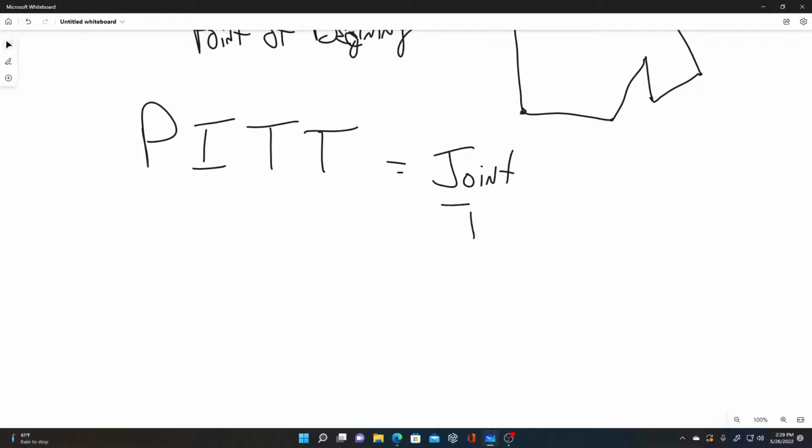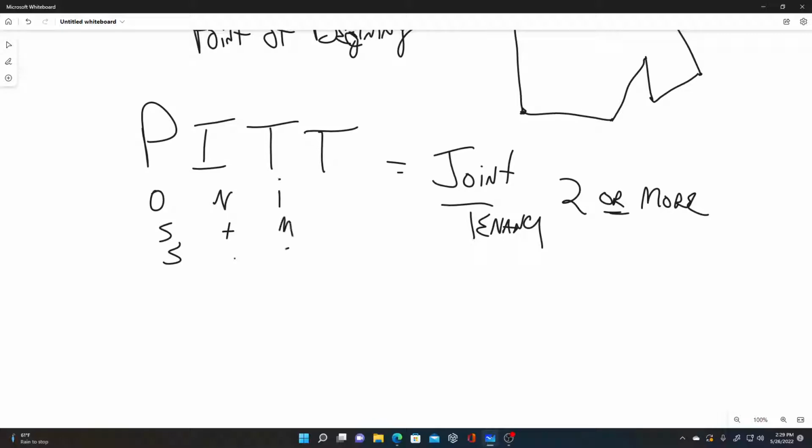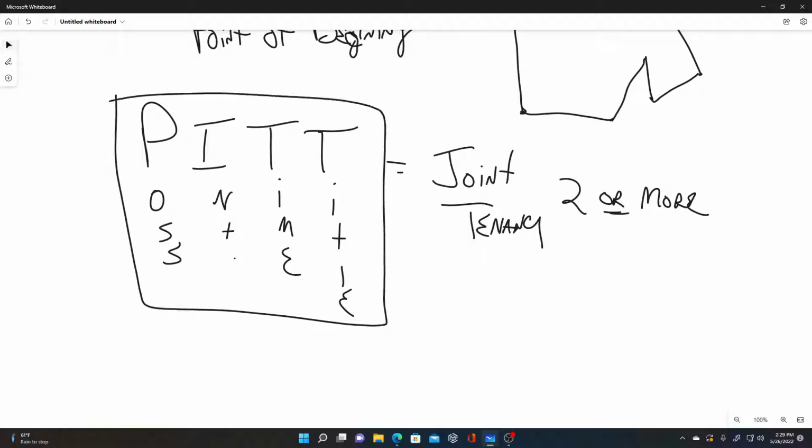And remember, joint tenancy is what? It's 2 or more owners. It's co-ownership. And so you have to take possession, interest at the same time, and you're all on the same title. So for joint tenancy to happen, all of that has to take place at the same time.